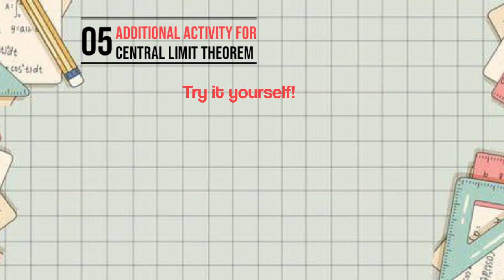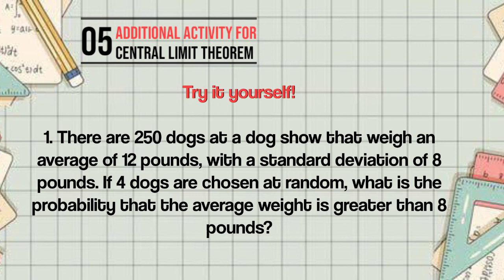On this part 5, it is for the audience. The additional activity for central limit theorem. You have to try it yourself. Here's the given problem. There are 250 dogs at a dog show that weigh an average of 12 pounds with a standard deviation of 8 pounds. If 4 dogs are chosen at random, what is the probability that the average weight is greater than 8 pounds?